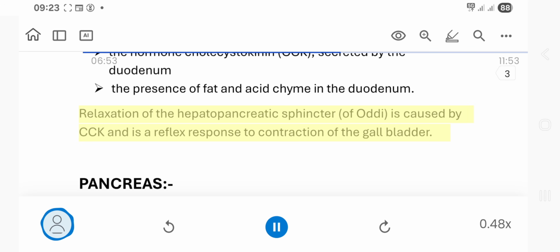Relaxation of the hepatopancreatic sphincter is caused by CCK and is a reflex response to contraction of the gallbladder.